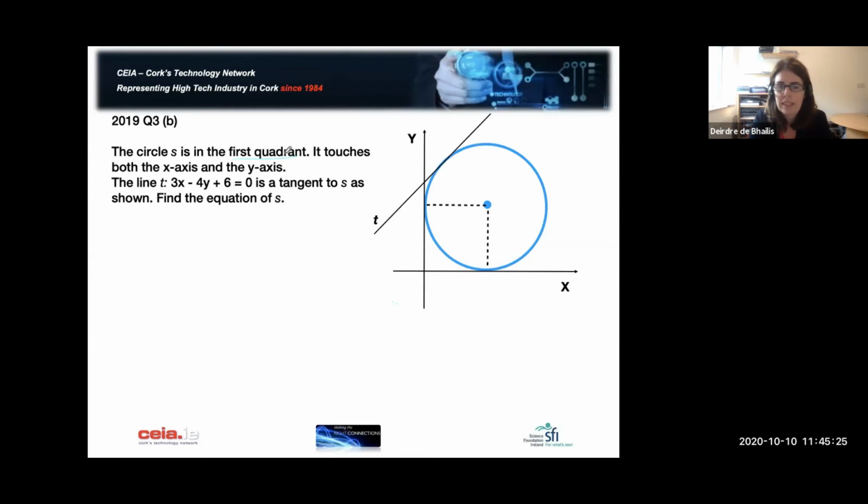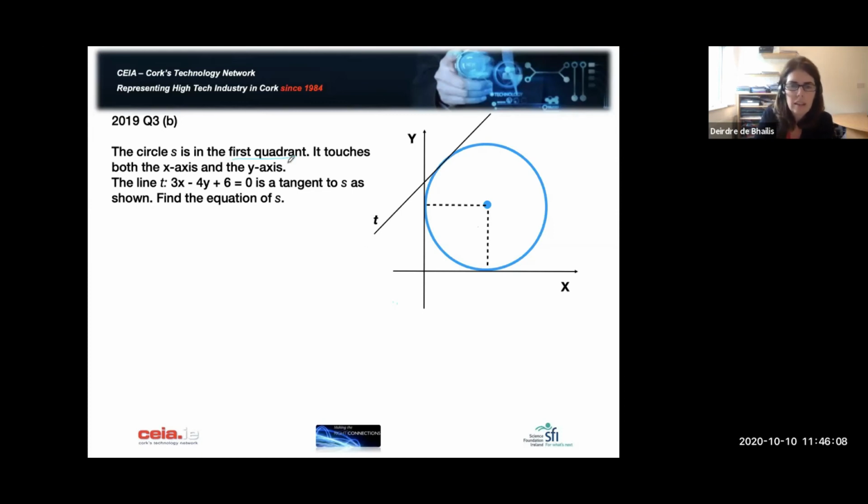It touches both the x and y axis. So we took a look at the special cases there. So what we know now is the radius is going to be the same distance as both the x and the y points on the center of the circle. That gives us another little piece of information. We know that it's either going to be 3, 3 or 2, 2 or 4, 4. X and y are not going to be different to each other because the radius can't be different at different points. We have the line here, t is a tangent, 3x minus 4y plus 6 is equal to 0. And they're telling us it's tangent to s as shown. And they're asking us to find the equation of s.